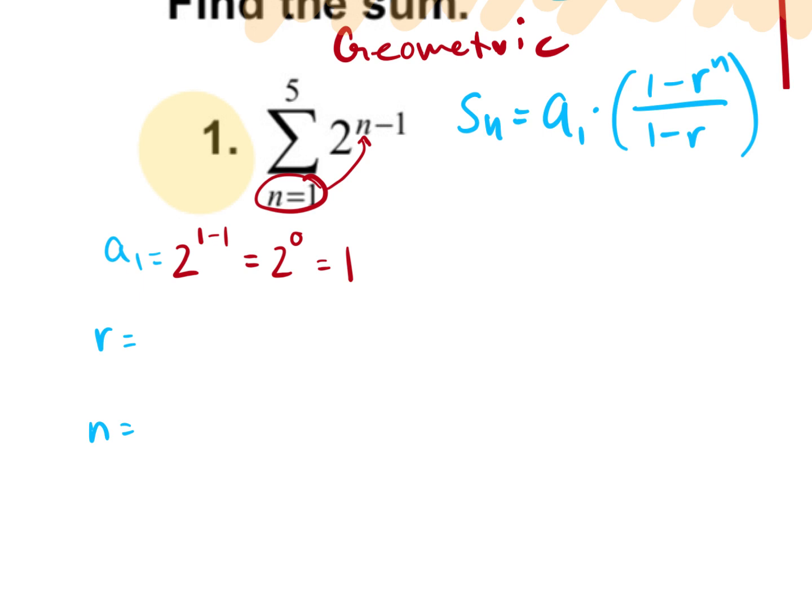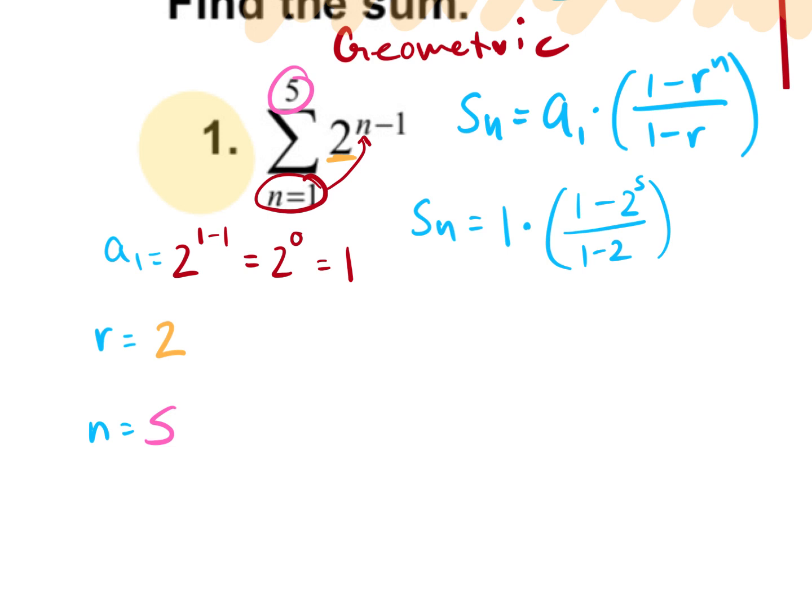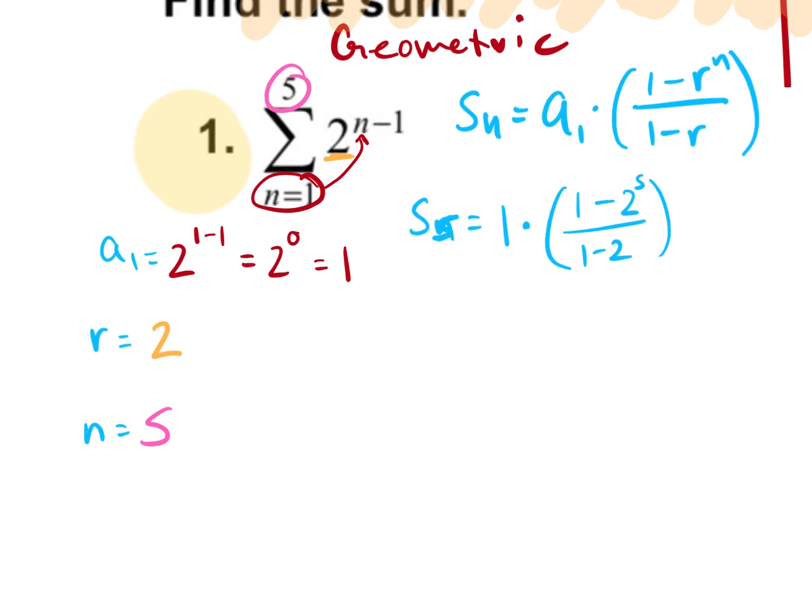Next, let's find r. R is our common ratio. It's the number that has the exponent, so that would be 2. And n would be 5. Awesome. So let's plug it into our formula. S sub n is equal to our first term, which is 1, times 1 minus r, which is 2 to the power of 5, over 1 minus 2. You could plug in the 5 here. It's just saying like the sum of our 5th term, or our 5 terms.